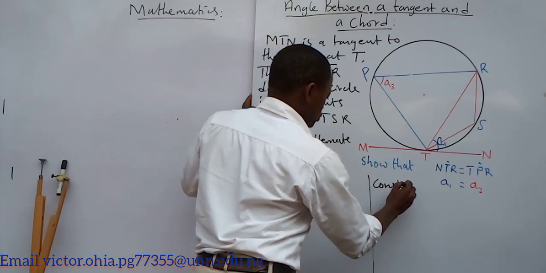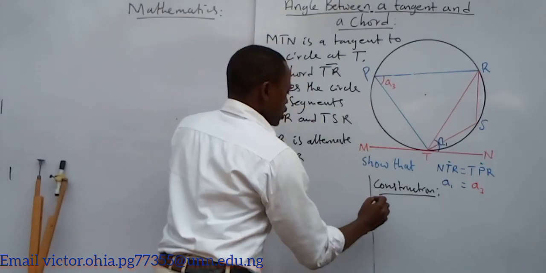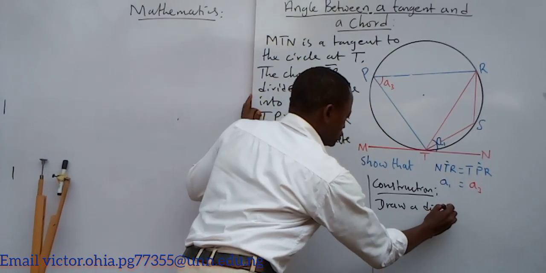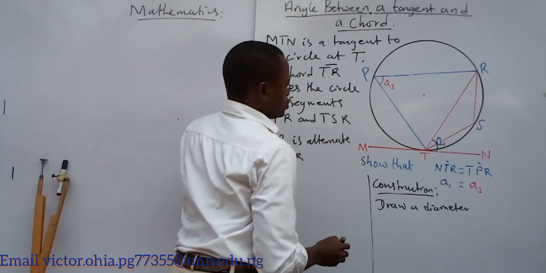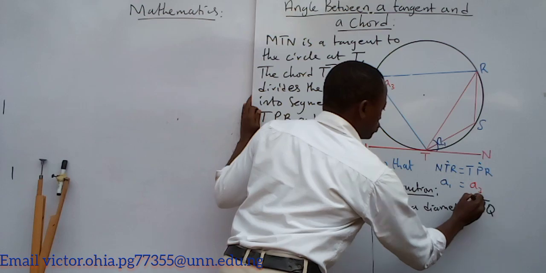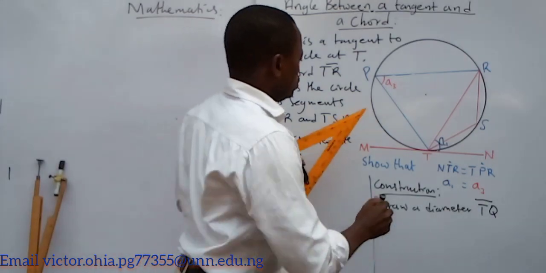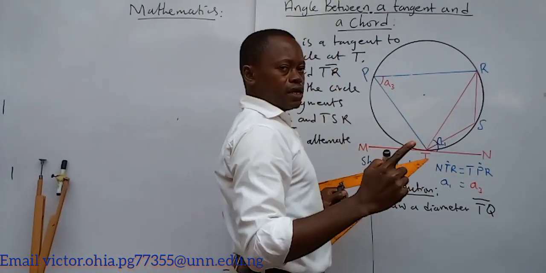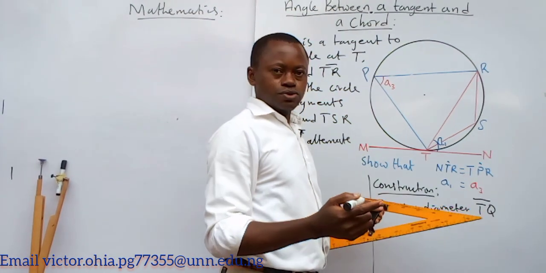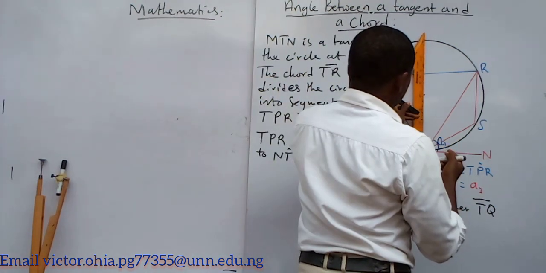Construction. Draw a diameter TQ. Let me do it as I say. This diameter, I want this diameter. You know what a diameter is? It's a line that divides the circle into two, and it has to pass through the center of the circle. So let me draw this diameter.